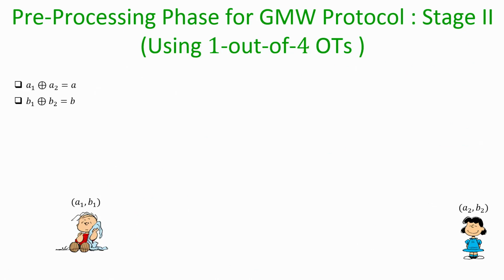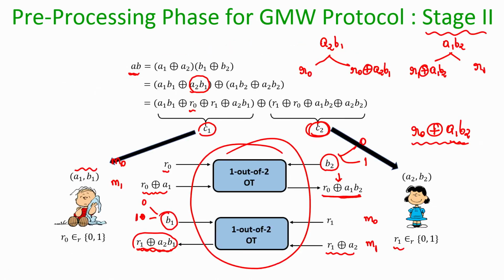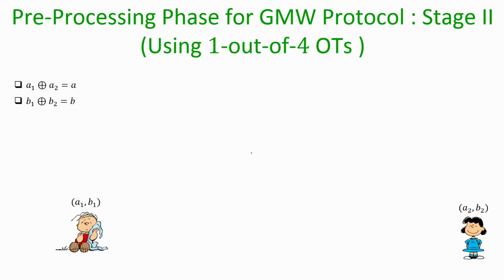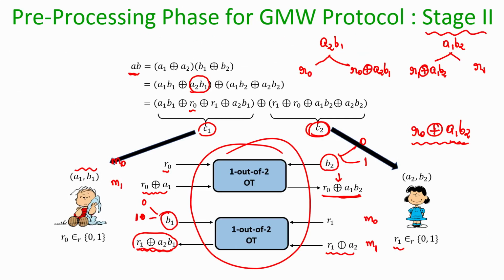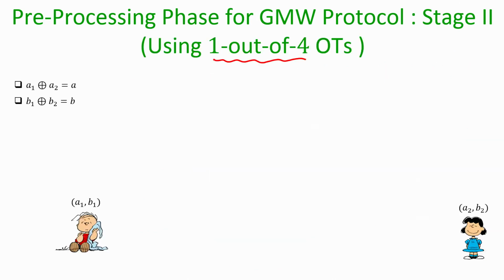Okay. It turns out that instead of running these 2 OTs for computing these cross terms in a secure, masked fashion, we can run one instance of 1 out of 4 OT, and that will lead to efficiency. So, let us see how we can do stage 2 using 1 out of 4 OT, and the advantage here will be that only one instance of 1 out of 4 OT will be executed instead of executing 2 instances of 1 out of 2 OT.